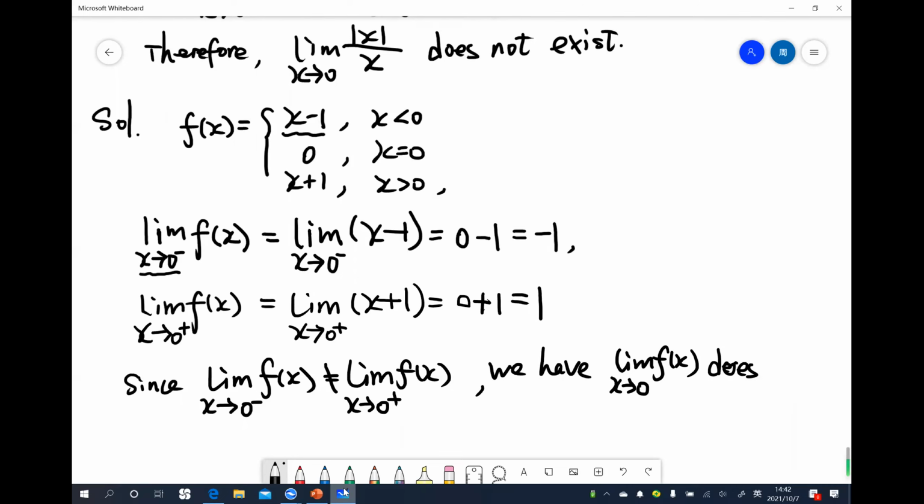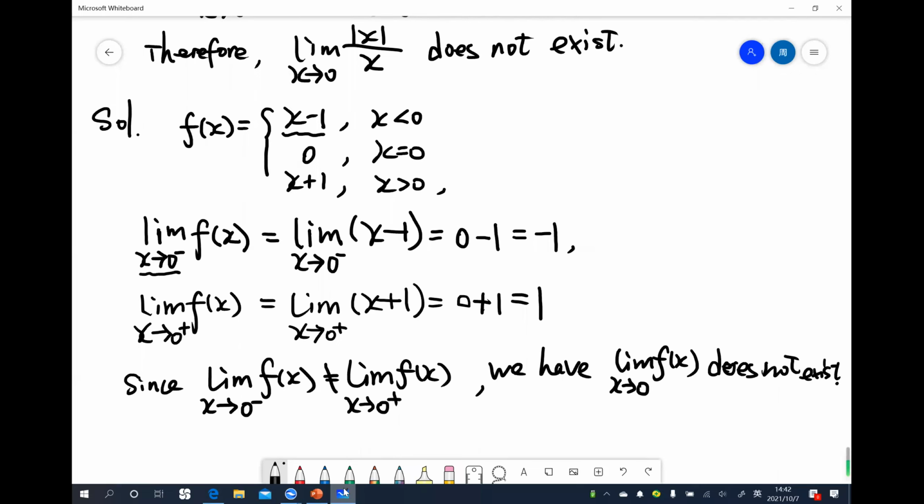Does not exist. So here is the solution for this question. And for the examination, you have to write the complete solution here on your paper, on your answer sheet. Okay, guys? So this is the left hand and the right hand limit.